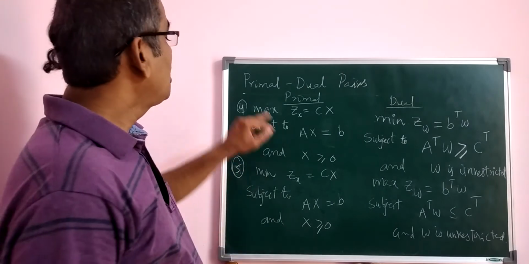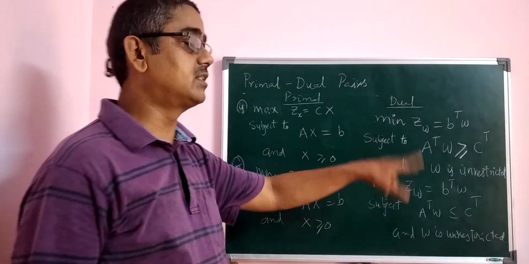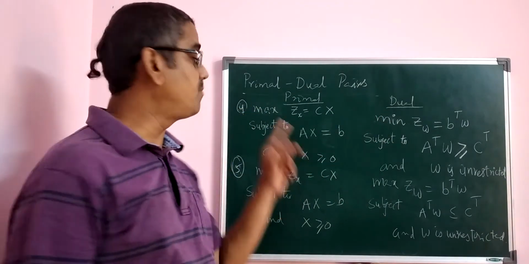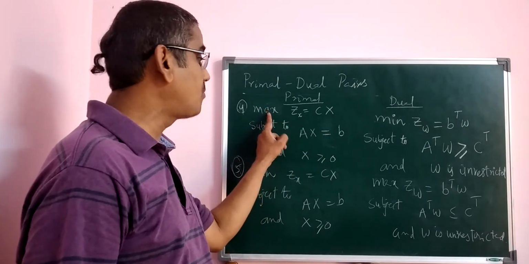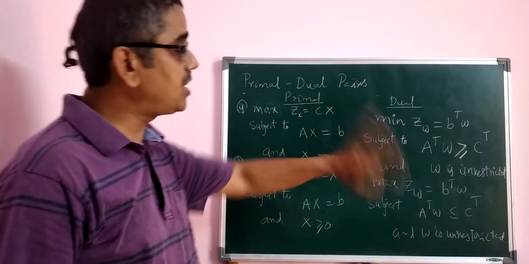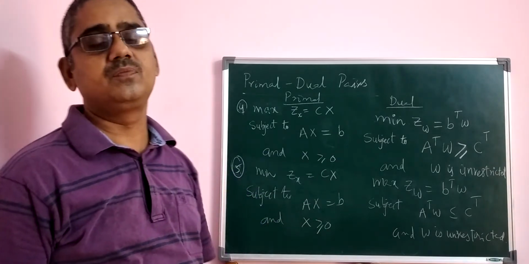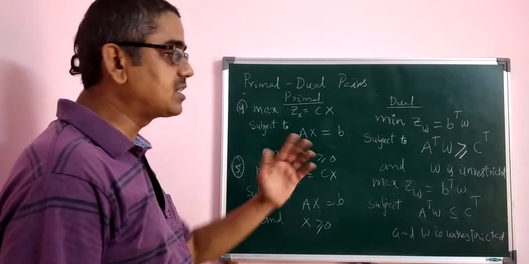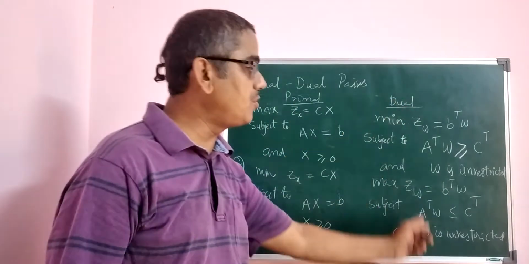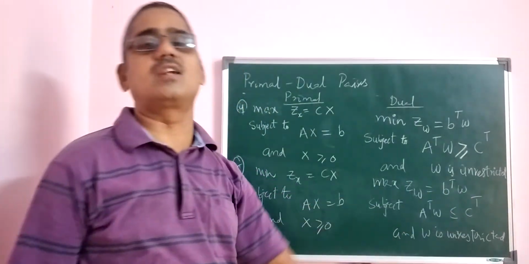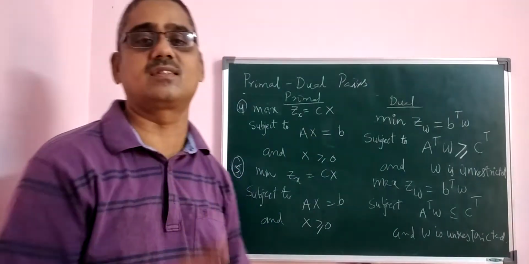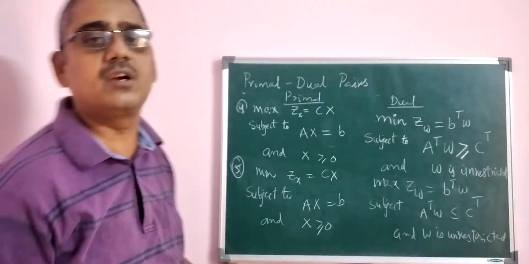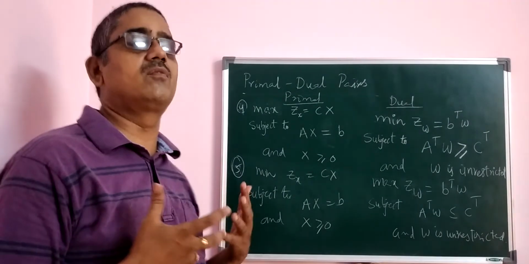One more thing: whenever you have an equal to constraint with a maximization objective function, it becomes minimization with greater than or equal to constraints. Similarly, minimization with equal to constraints in the primal becomes, in the dual, maximization with less than or equal to constraints. These structural changes are known by doing the problems; we cannot specify them otherwise.